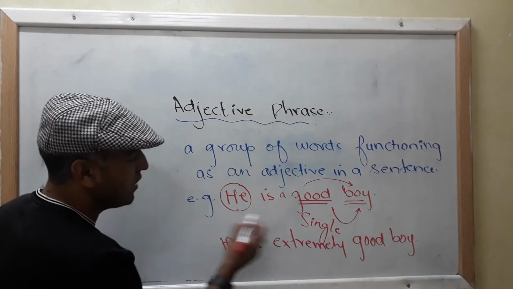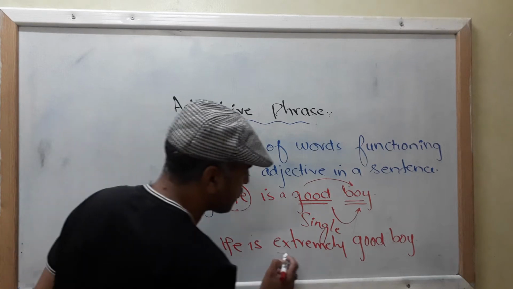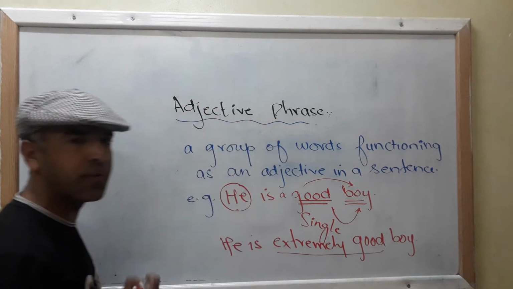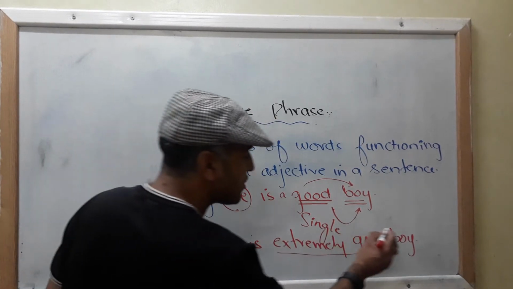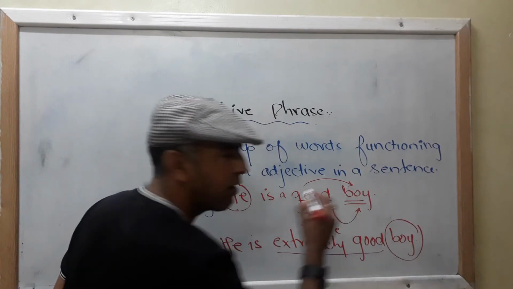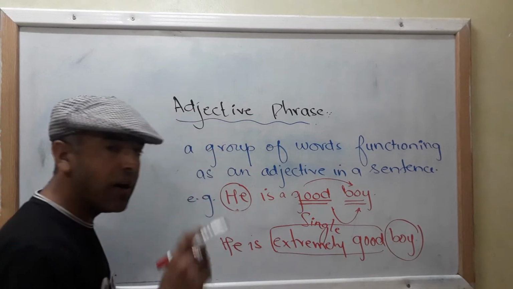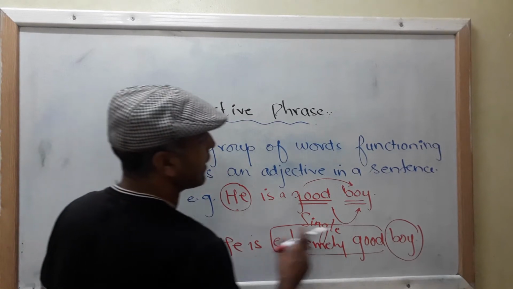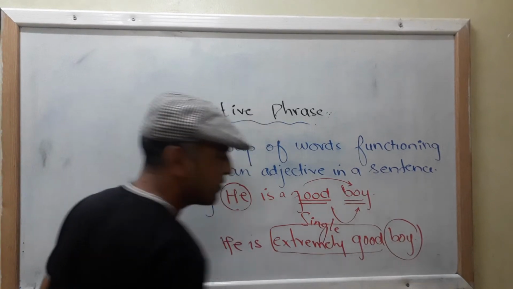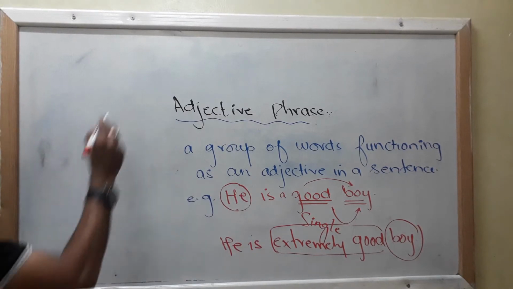Now look, he is an extremely good boy. Here, "extremely good" is your adjective phrase because it is telling you something about your noun, that is, boy. But it is a group of words, a group of words functioning as an adjective in a sentence. Clear? Let me give you another example.